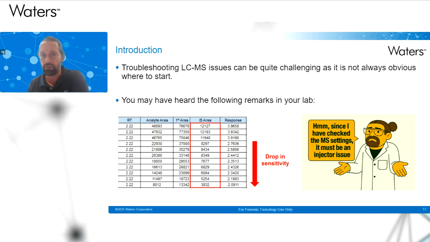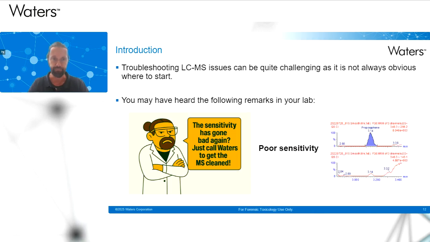Maybe you have encountered in the past that within one series of injections, you are seeing that the internal standard peak area is decreasing over time. And it could be that you're like, I have checked all my MS settings, and the conclusion is, oh, it must be an injector issue. Well, let's dive into this in a bit more detail later on as well.